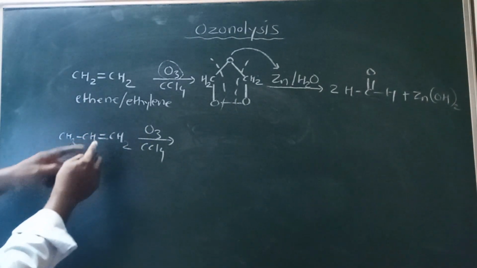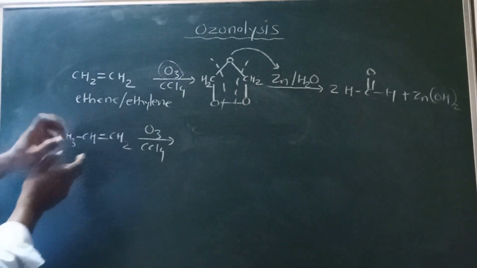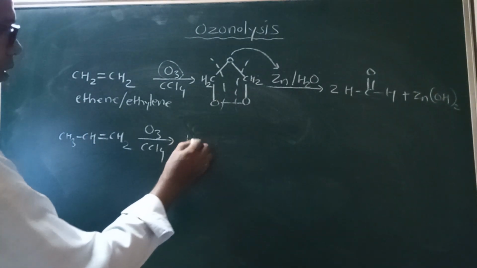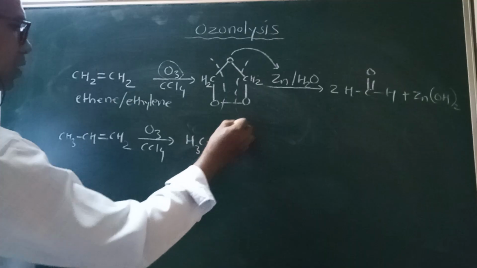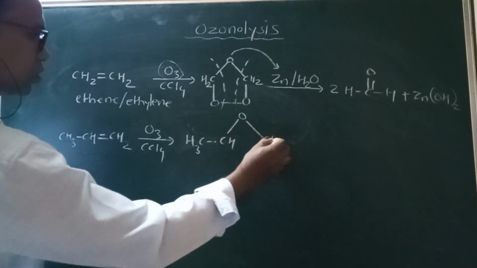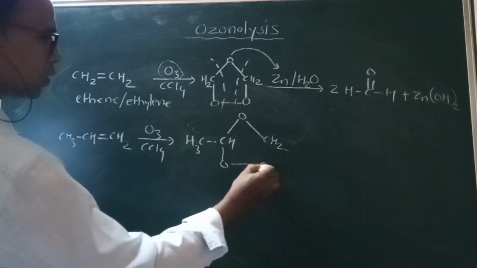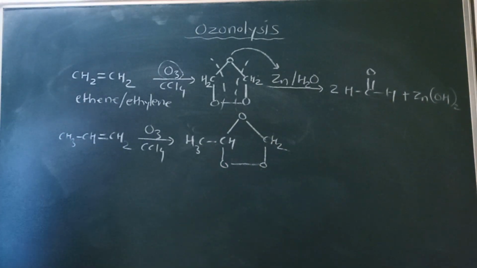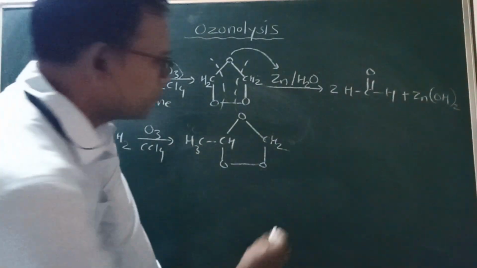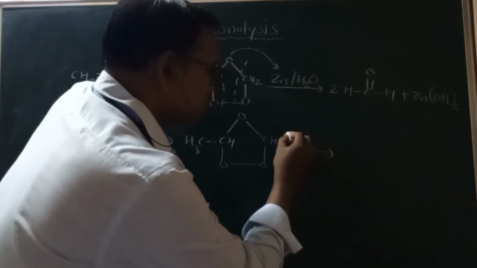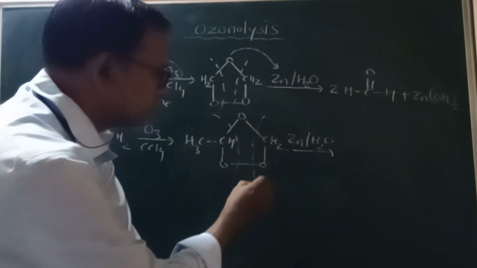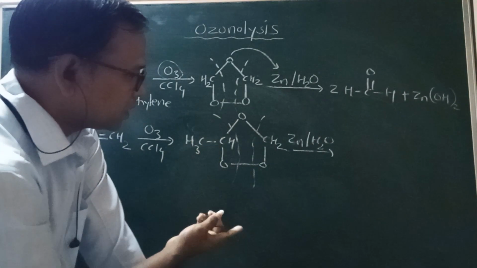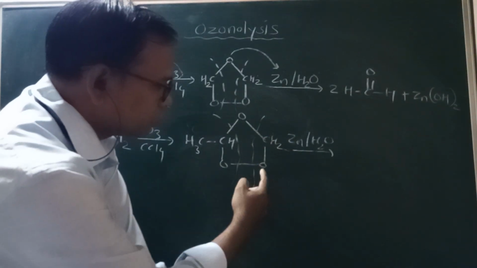So the carbon-carbon double bond undergoes complete cleavage, giving an intermediate compound which will be like this: CH3, then CH, then O with a heart-like structure, then CH2, then O, and then O. Again, this intermediate compound is an ozonide. Then in the next step, when it undergoes reductive cleavage using Zn and water, the cleavage will occur like this. You get CH3CHO, that is acetaldehyde, and from this side we'll get CH2O, that is formaldehyde.